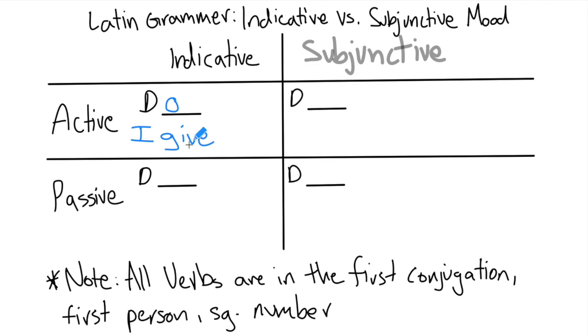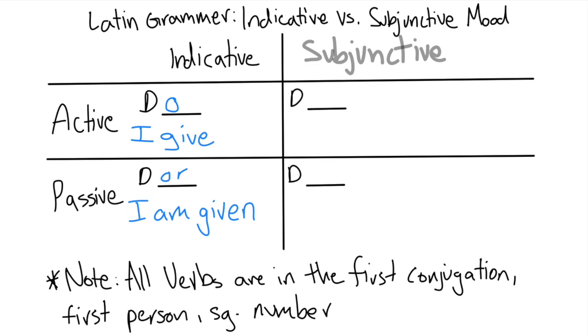The passive is a little bit less straightforward. This is usually the second thing that's taught. The indicative passive of do is dor, and it means I am given. In this sense, the subject is being presented with some item, with something.